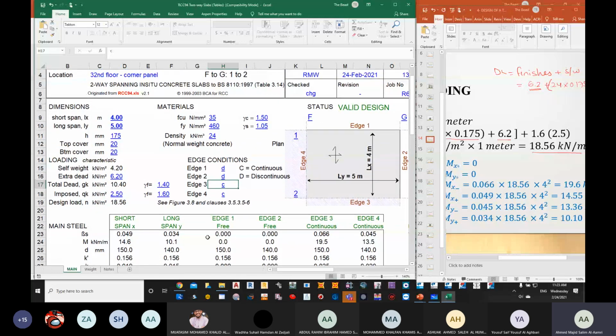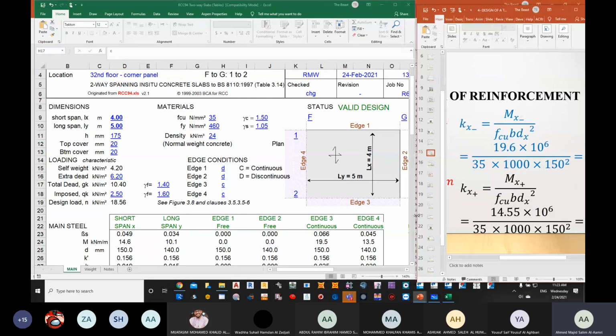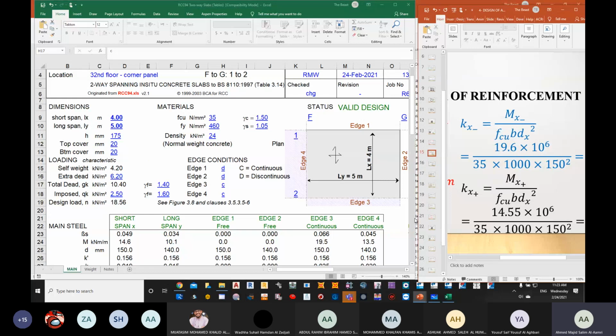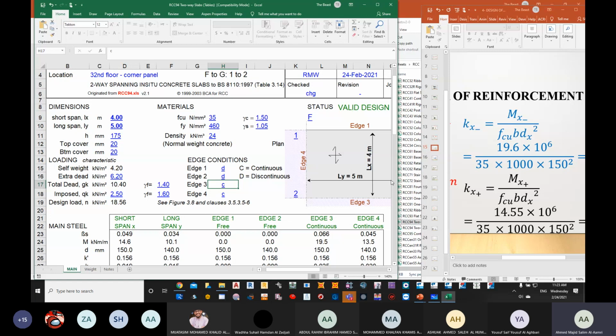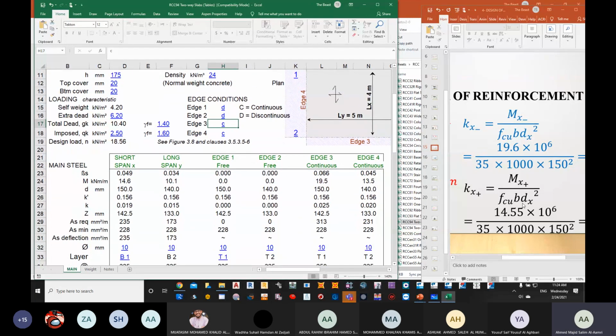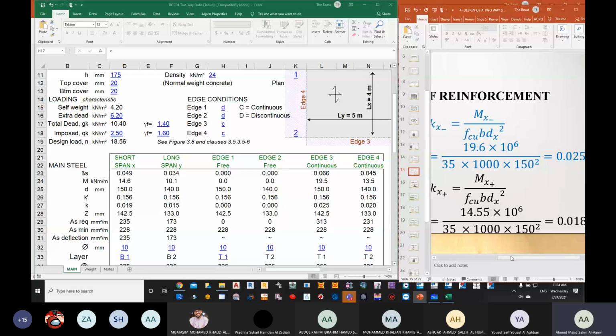Okay, we are going to check our k dash. K dash is going to be one single value, which is 0.156. That is the limit between doubly and singly reinforced. After that, we are going to check the values of k. Okay, let us check the values of k. Now we have got kx. We have got our kx negative equal to 0.025.